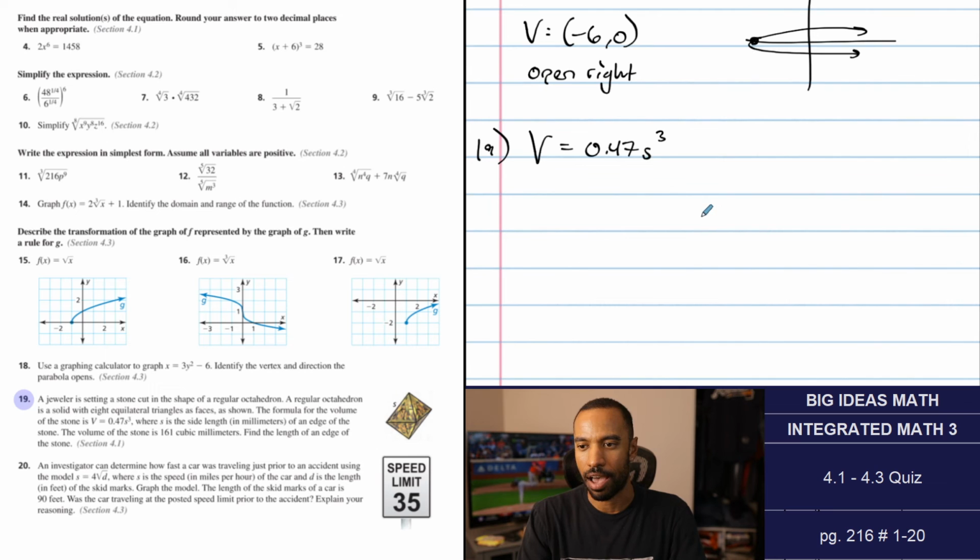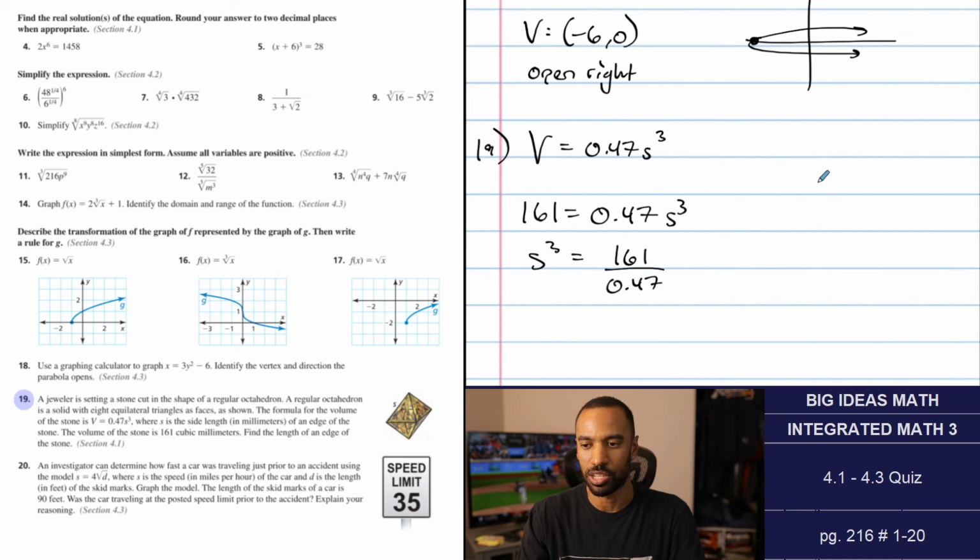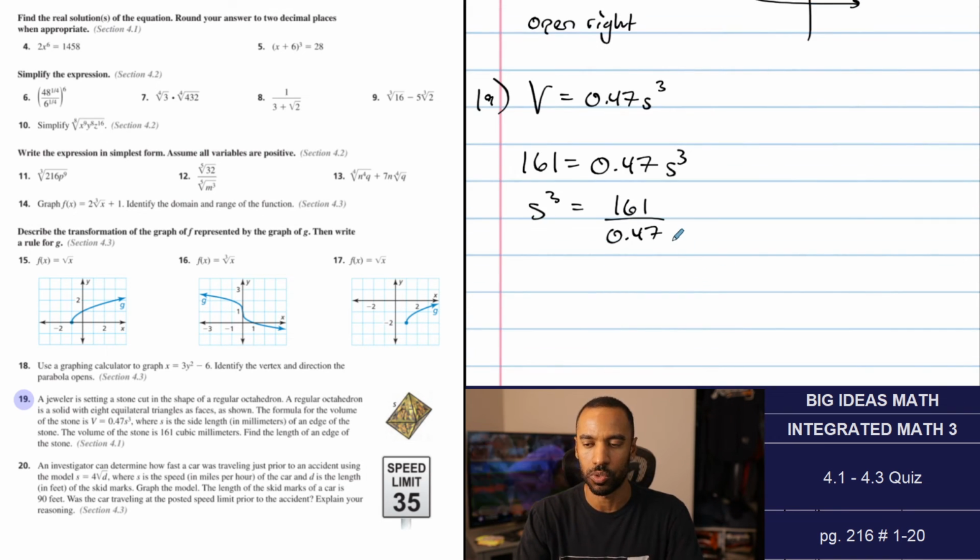They're not asking you to graph. This is section 4.1, so that wasn't graph-based. We are setting the volume equal to 161 and solving for s. So this requires two things: dividing by 0.47, and I can't imagine that that's a clean number. No reason to assume it is. We'll just leave it. We'll take the cube root of both sides.